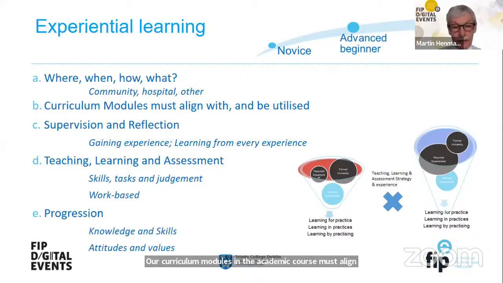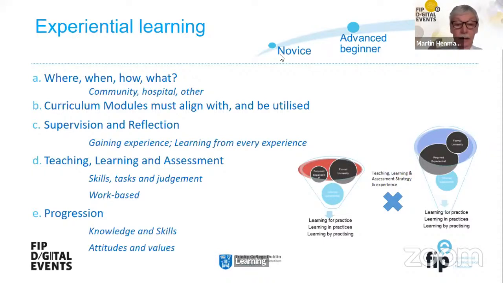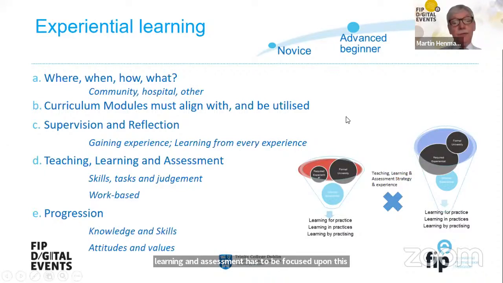Our curriculum modules in the academic course must align with all of this. The people who look after our students, both from the university and from the practice sites, must understand the processes of supervision and also how to use reflection and what reflection is. And if you look at the graphic on the right-hand side there at the bottom, you can see learning for practice, learning in practices, and learning by practicing. This is what we hope we'll achieve, and our teaching, learning, and assessment has to be focused upon this. I'm not going to talk a great deal about assessment, but the different types of assessment, such as OSCEs and so on, have already been mentioned, and in the previous speakers' session and in the next one, you've heard some of the other ways in which assessment can be managed.